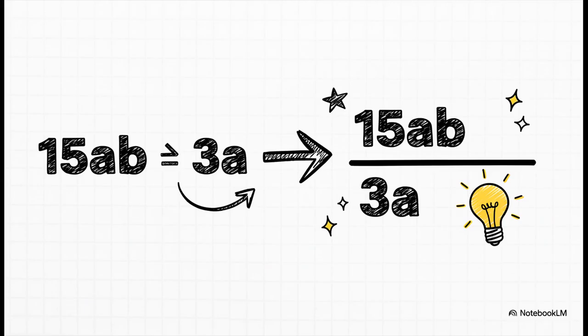And here is the secret trick for division in algebra. Always write it as a fraction. When you put the 15ab on top and the 3a on the bottom, it makes it so much easier to see what's going on and what we can cancel out.